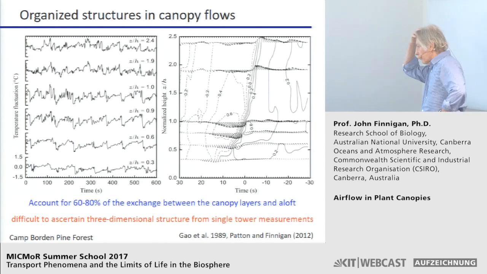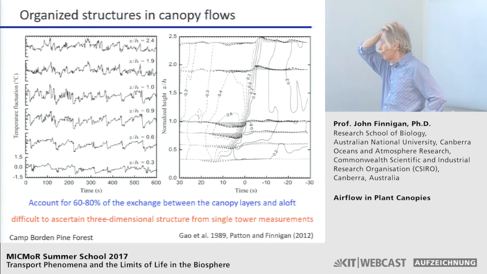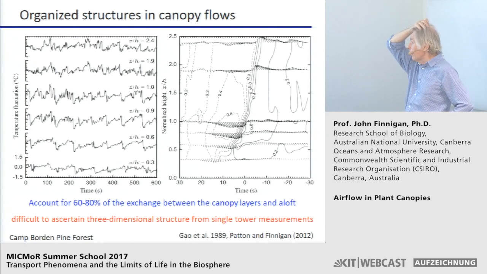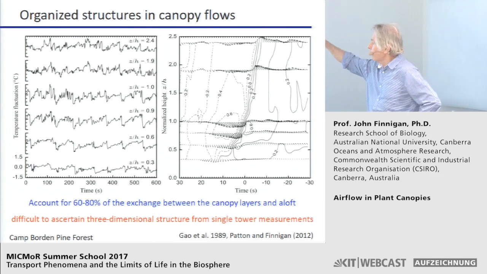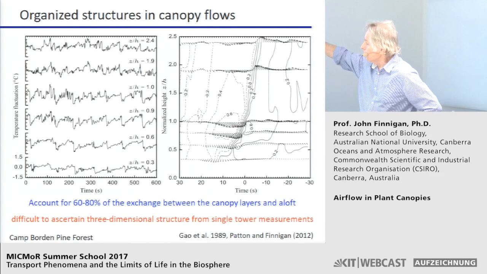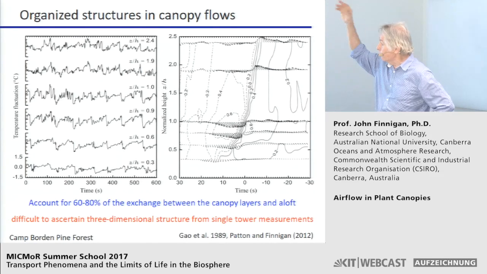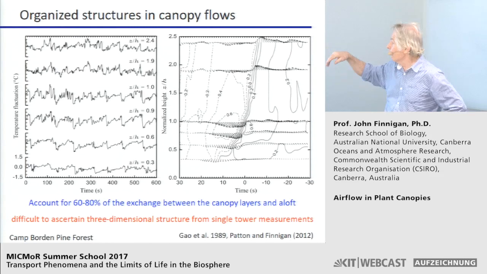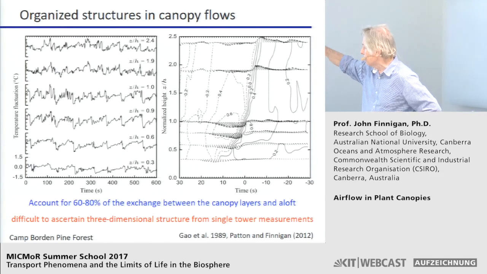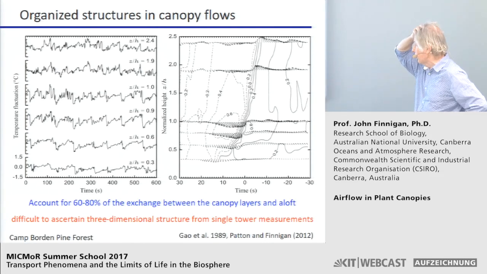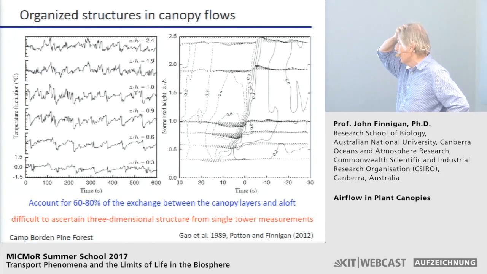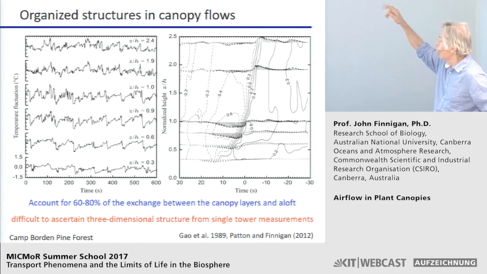In a famous experiment at Camp Borden Pine Forest in Canada, in '89, Roger Shaw, with his student Gao and some others, measured time traces of temperature fluctuations from sonic anemometers at different levels in this pine forest. The top of the canopy is, where are we? Z upon H, so the labels on the traces are the height. So Z upon H equals 1 is the canopy top, then descending into the canopies, the bottom 4 profiles, 3 profiles, and 2 above, up to 2.5 times the canopy heights, 2.4 times the canopy heights.